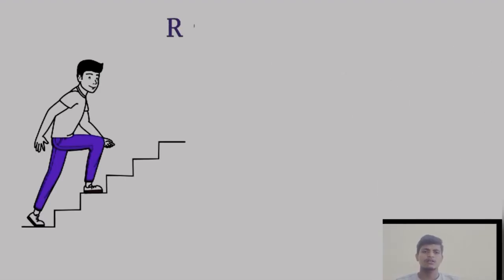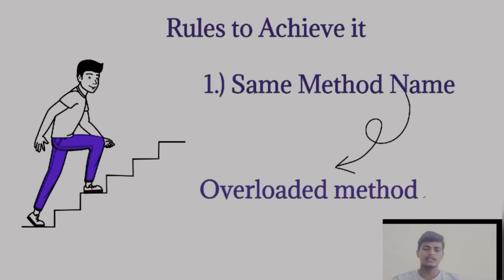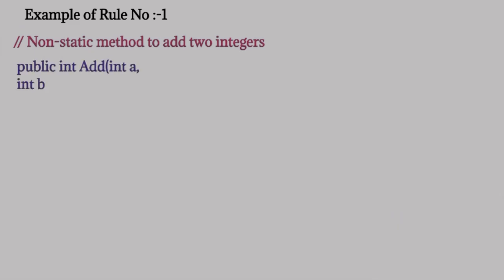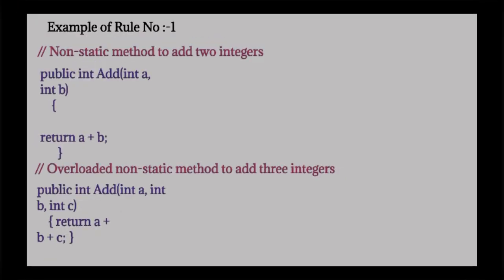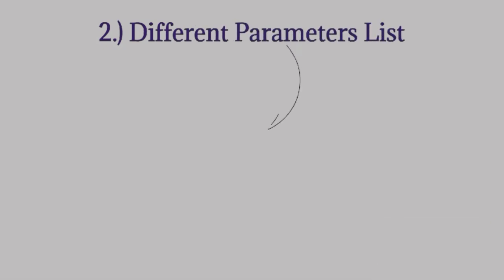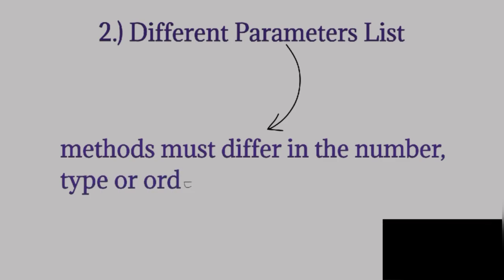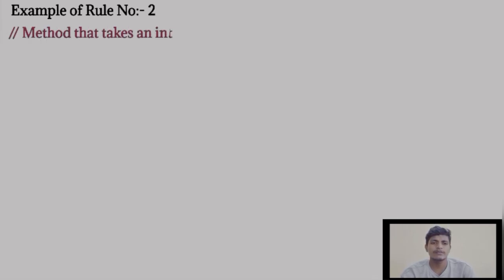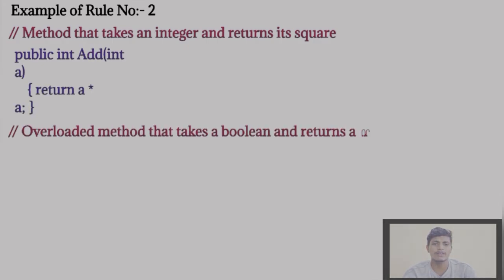There are some rules to achieve non-static method overloading. The first one is the same method name. That means overloaded methods must share the same name. This is the example of rule number 1. And the second rule is a different parameter list. That means methods must differ in the number, type or order of parameters. In the above example, the first method will take an integer value and return the square of it, and the other one is an overloaded method that takes a boolean value and returns the message.